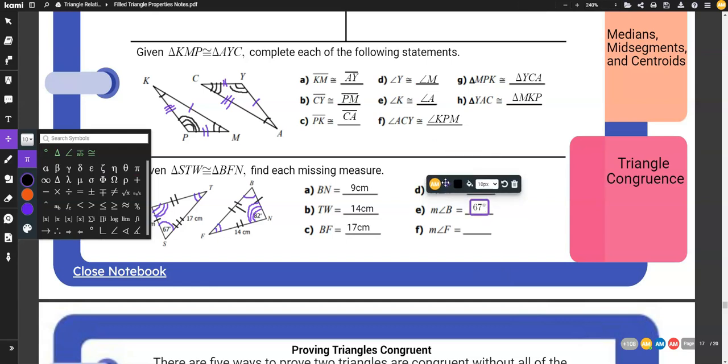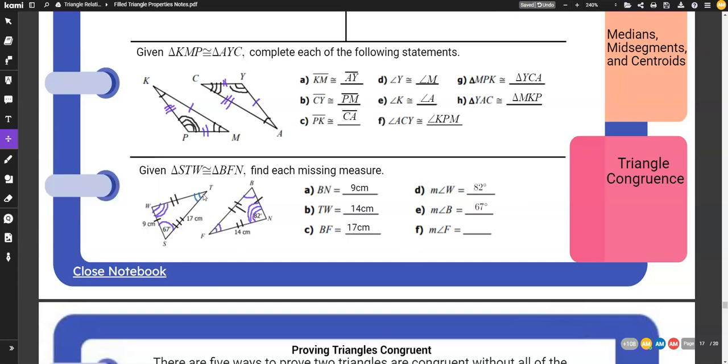Now, to do angle F, we are going to need to subtract from 180 because we do not have angle T or angle F, but again, we can find that by going with 180 minus the sum of the other two angles. And remember, you can run that directly through Desmos. And we get 31 degrees.